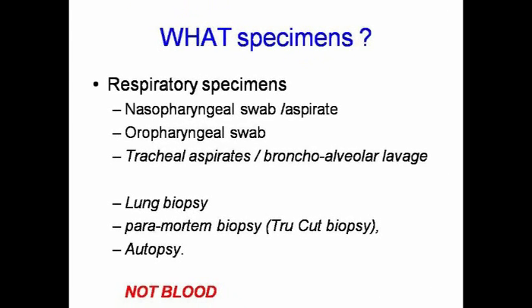So respiratory specimens, in order of frequency of importance, especially uncomplicated with fever. The nasopharyngeal swab we prefer, but of course nasopharyngeal aspirate in a certain context, especially in an ICU setup, we would prefer. Then of course the oropharyngeal swab, and going according to the anatomical site, tracheal aspirate, bronchoalveolar lavage, lung biopsy, and post-mortem specimens if the facilities are available, true-cut biopsy or an autopsy sample.